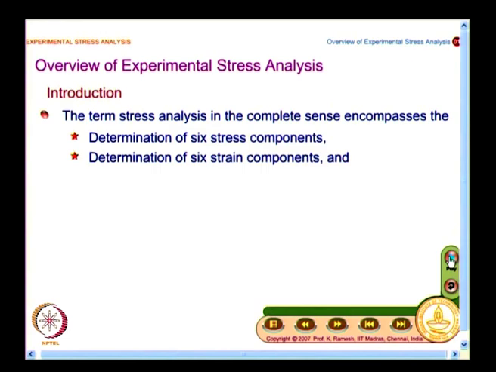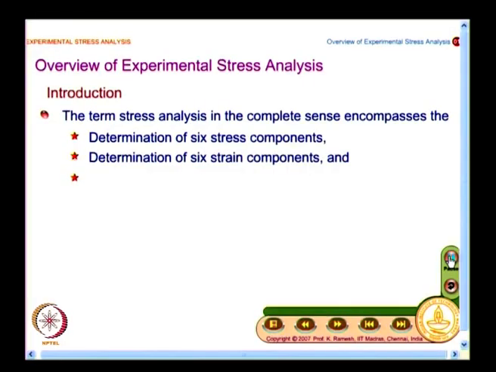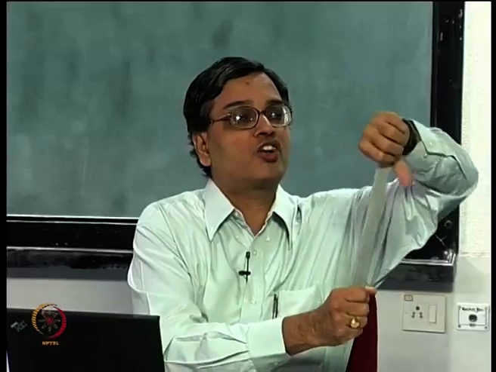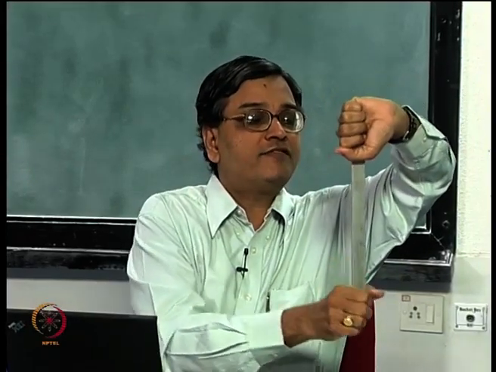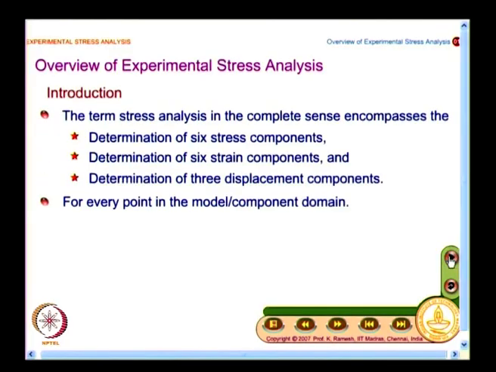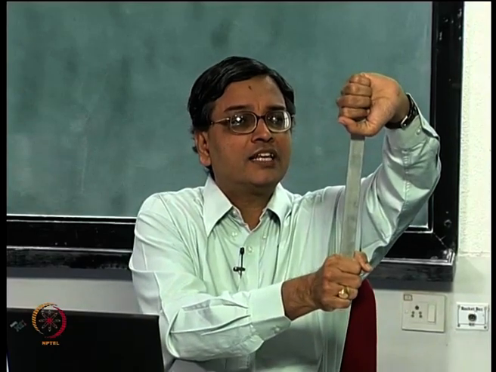So, I need to get stress components, I need to get 6 strain components, and it is also desirable that I get displacement components, and displacement components are 3. And in what way do I want this information? Suppose I take this rod and I pull it, I want this information at every point in the model. So, for every point in the model or component, I want all of this information, and in this simple case the stress component is only one.